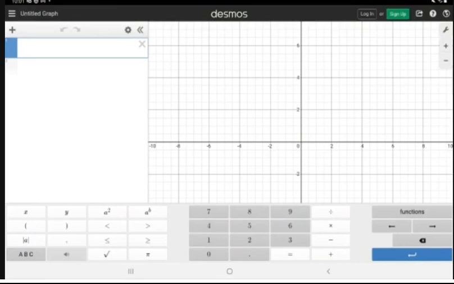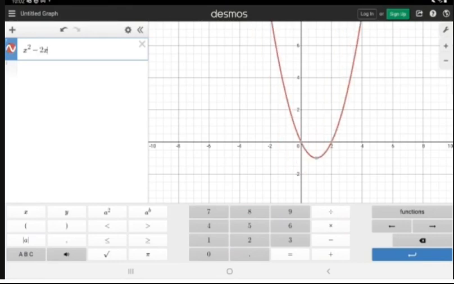For number 2, we are using the function x squared minus 2x plus 1. So you can use just your keyboard to type those in.